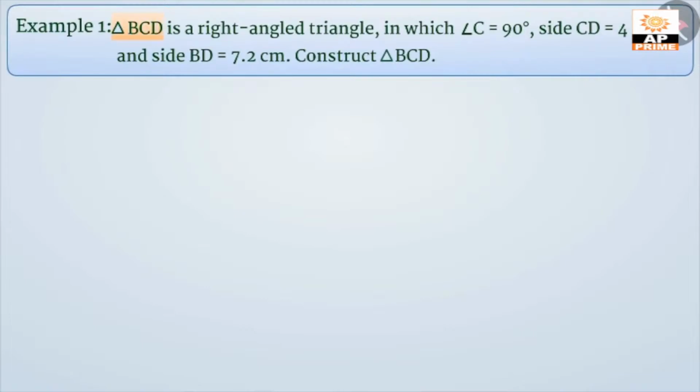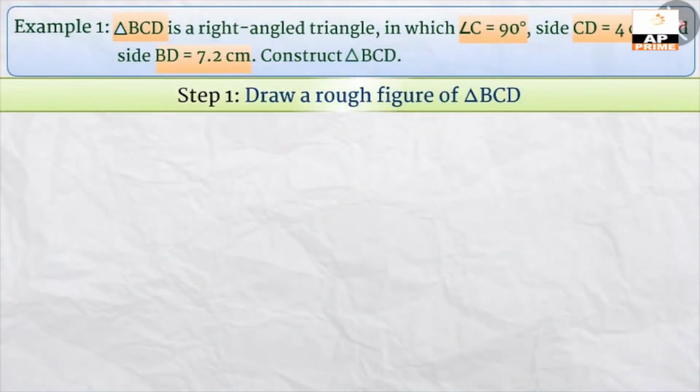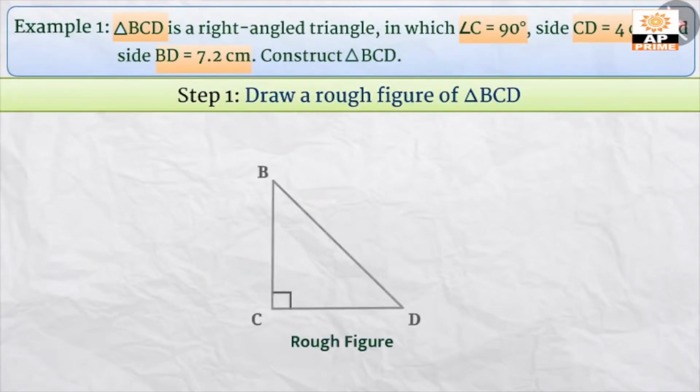Here, we have to construct triangle BCD. In triangle BCD, the measure of angle C is 90 degree, the length of the side CD is 4 cm and the length of the side BD is 7.2 cm. Now, we will construct triangle BCD. Step 1. First of all, with the given measurements of triangle BCD, we will draw a rough figure. We will mark the given measurements as well as the right angle.